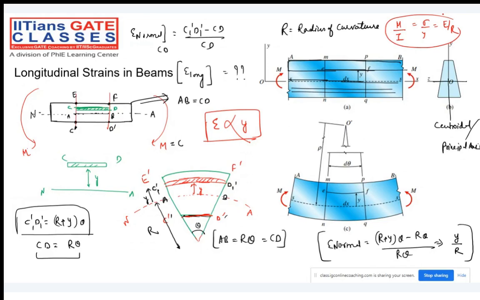Unless you know what the radius of curvature means, where it is taken from, and how it is developed, you cannot solve these problems. Unless you are superhuman, who doesn't know anything about the derivation but is able to solve the problem in the GATE exam. But that happens rarely, with hardly one or two students out of 10,000 or 20,000. That's it.